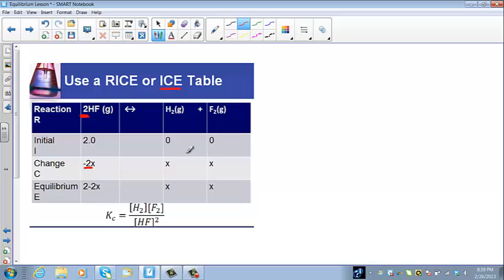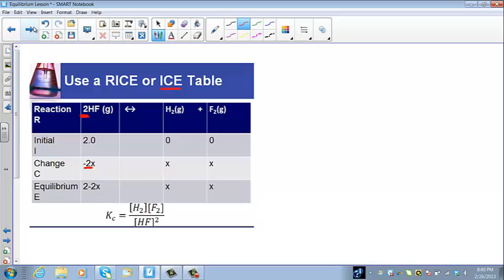On this side, x is going to appear because we're forming H2 and F2. So at equilibrium, equilibrium is the sum of my initial and my change. So 2 initial minus 2x, and this is simply x. If I were to write an equilibrium expression, I would have concentration of H2 times F2 over HF squared because of the coefficient of 2. So that's my ICE table.